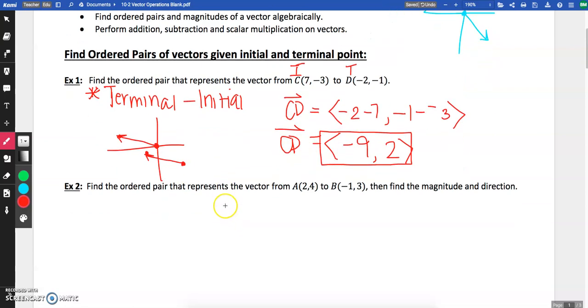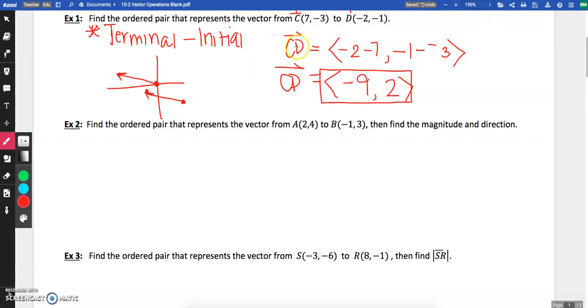All right, so let's look at example 2. So now we're doing the same thing. We're going to find the vector that represents this ordered pair, and then we're going to find the magnitude and direction. So we're looking from point A to point B, so we'll call it vector AB. Subtract the terminal minus initial, so -1 minus 2, comma, 3 minus 4. Notice we're subtracting the corresponding pieces, x minus x, y minus y. Simplify, -1 minus 2 is -3. 3 minus 4 is -1. Okay, so there's my vector.